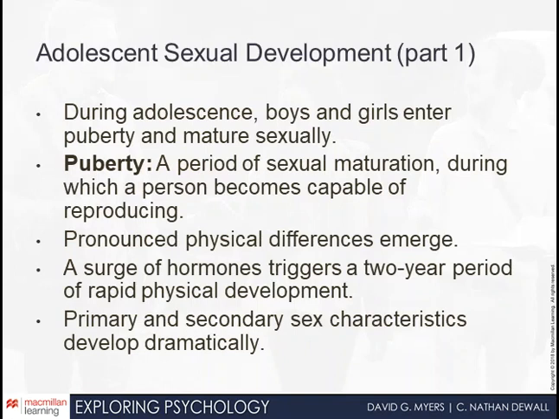Adolescent sexual development. During adolescence, boys and girls enter puberty and mature sexually. Puberty is a period of sexual maturation during which a person becomes capable of reproducing. A surge of hormones triggers a 2-year period of rapid physical development where primary and secondary sex characteristics develop dramatically.